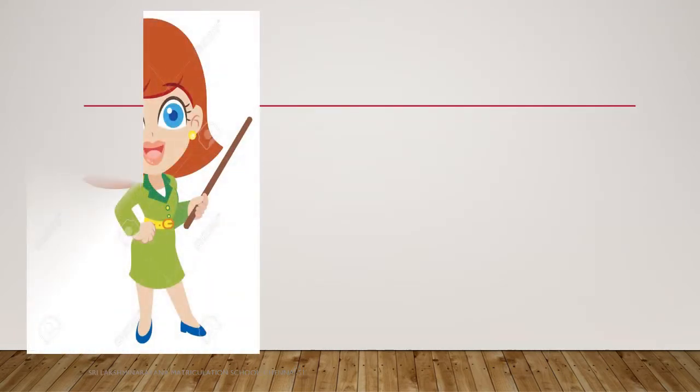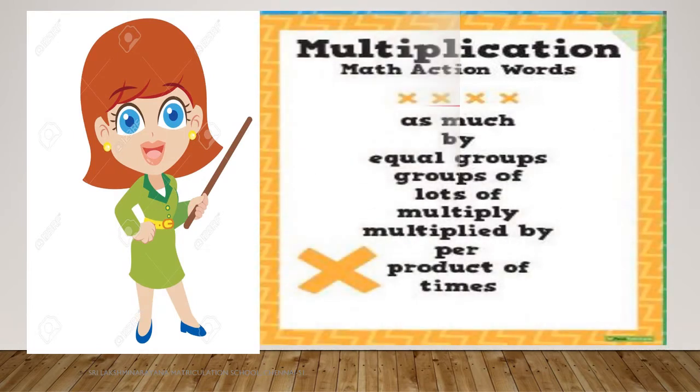Children, now let us read the key words of multiplication. The words are as much, by, equal groups, groups of, lots of, multiply, multiplied by, per, product of, times.